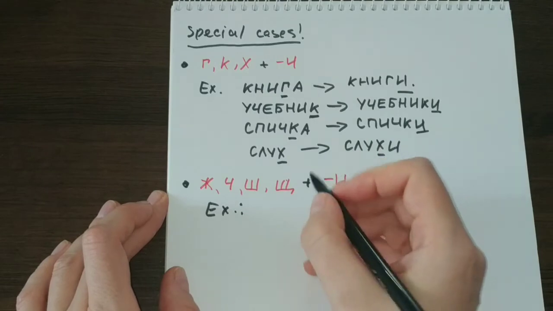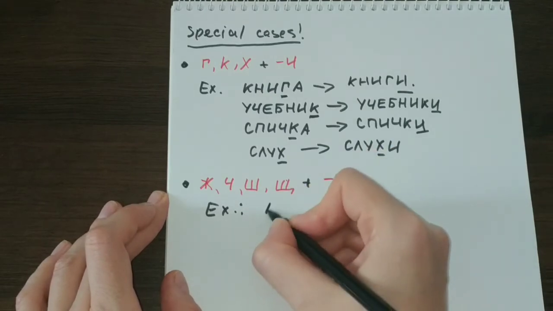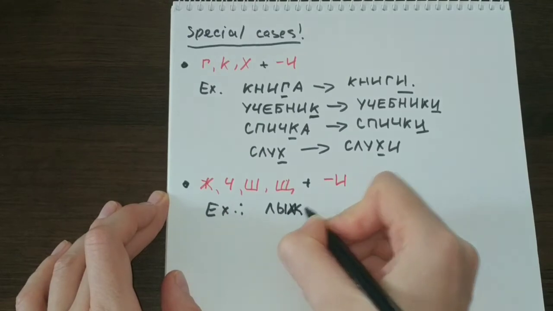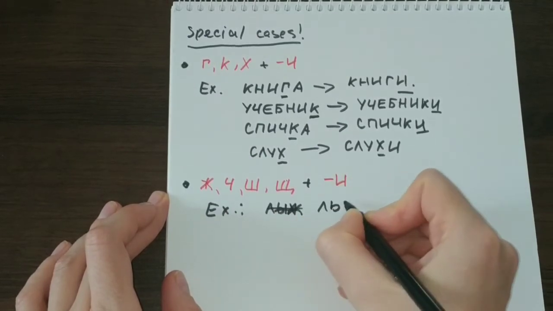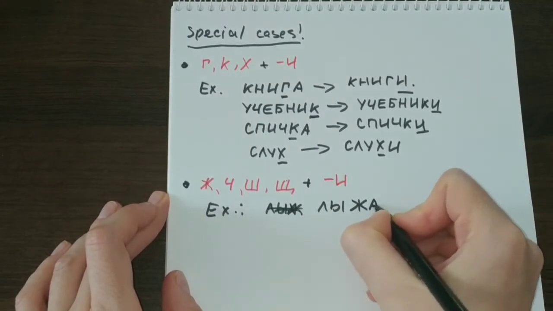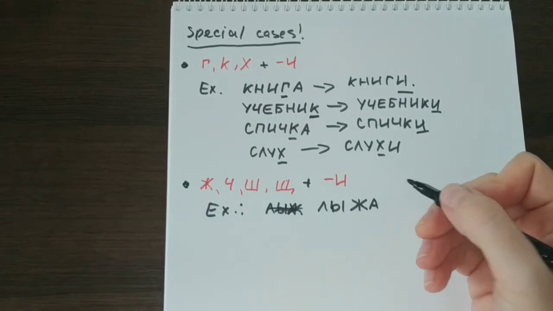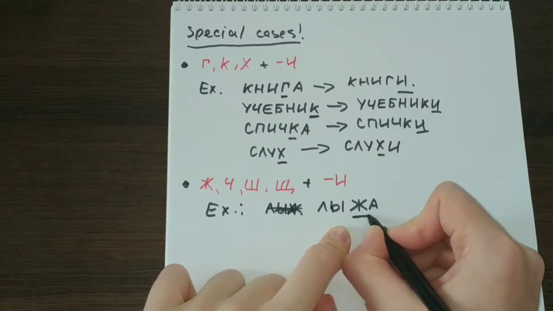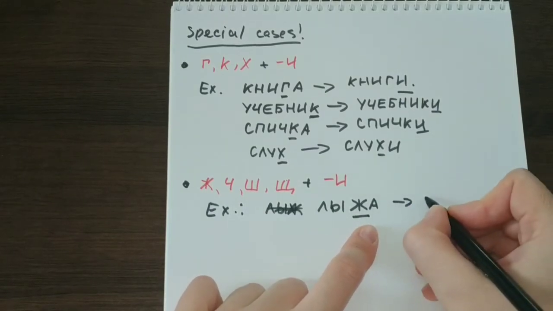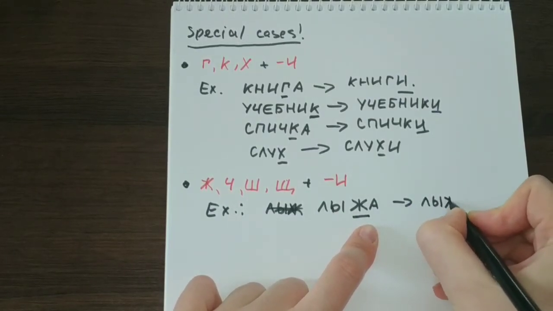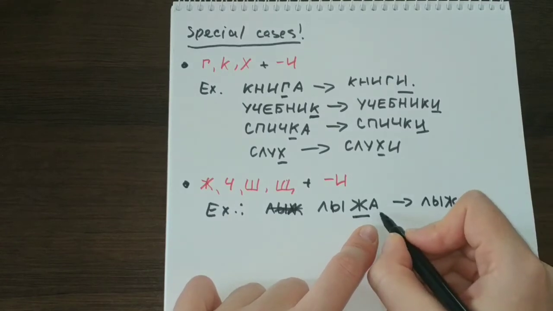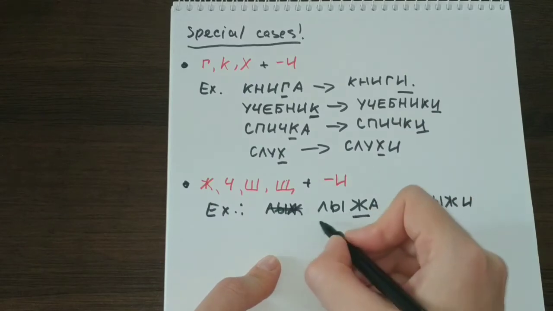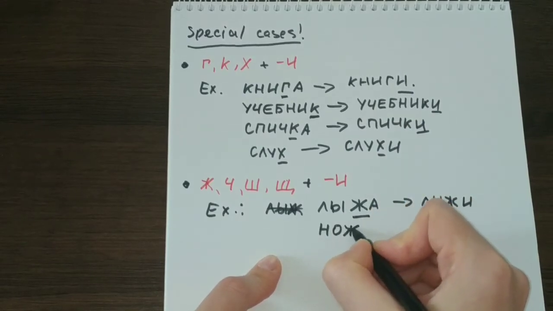So we have лыжа. Лыжа, meaning ski. Лыжа is a noun of a masculine gender. The last consonant here is zh, so the plural form will be this one, лыжи. So we are changing the a ending into e. Лыжи. Next example, we have this one, which is нож, meaning knife.